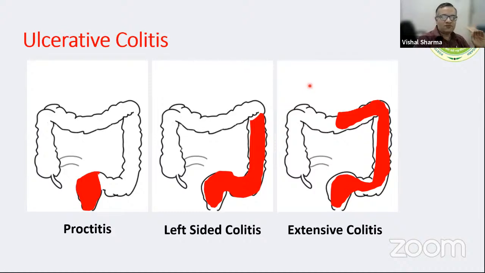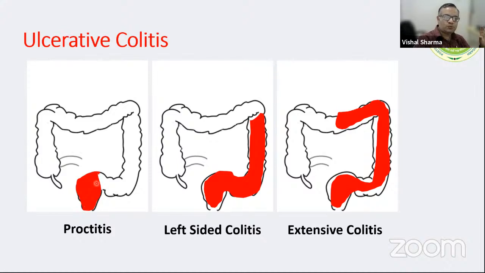So, ulcerative colitis is a disease which begins in the rectum and then proceeds proximally. And this proximal extent is variable, right? So you could have only the involvement of the rectum, the proctitis, you could have the left side colon which is involved, that is left-sided colitis, or you could have extensive colitis which goes beyond the splenic flexure, and sometimes it involves the entire colon, that is pancolitis. But the rectum is always involved.